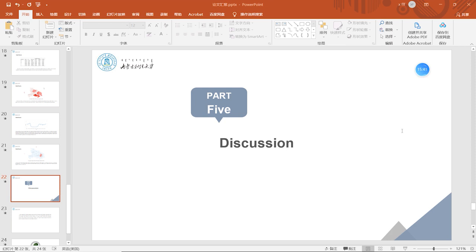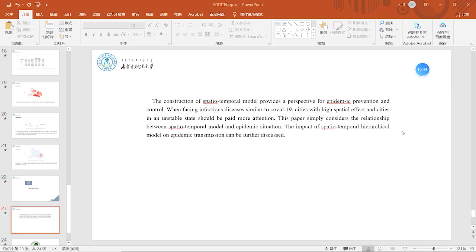The last part is the discussion. The construction of a space-temporal model provides a perspective for epidemic prevention and control. When facing COVID-19, cities with high space effect and cities in an unstable state should be paid more attention. This paper simply considers the relation between the space-temporal model and the epidemic situation. The impact of the space-temporal hierarchical model on epidemic transmission can be further discussed.